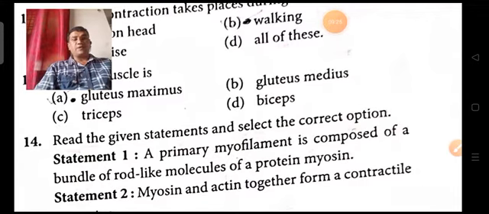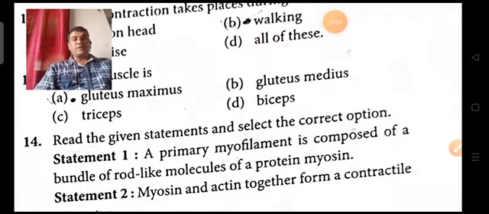Both the statements are supporting each other, so the answer can be option A.